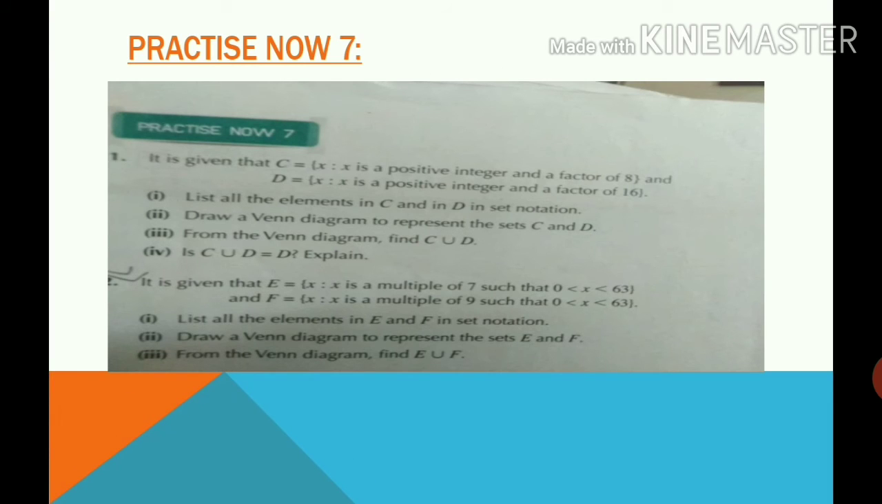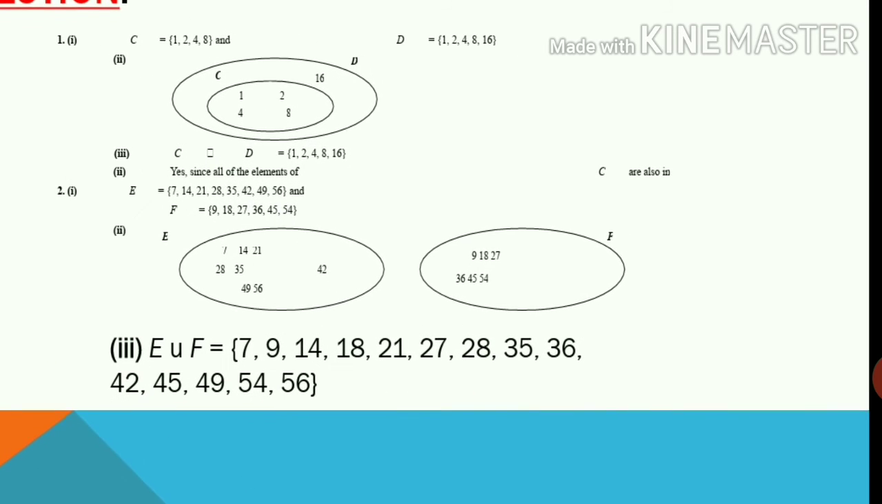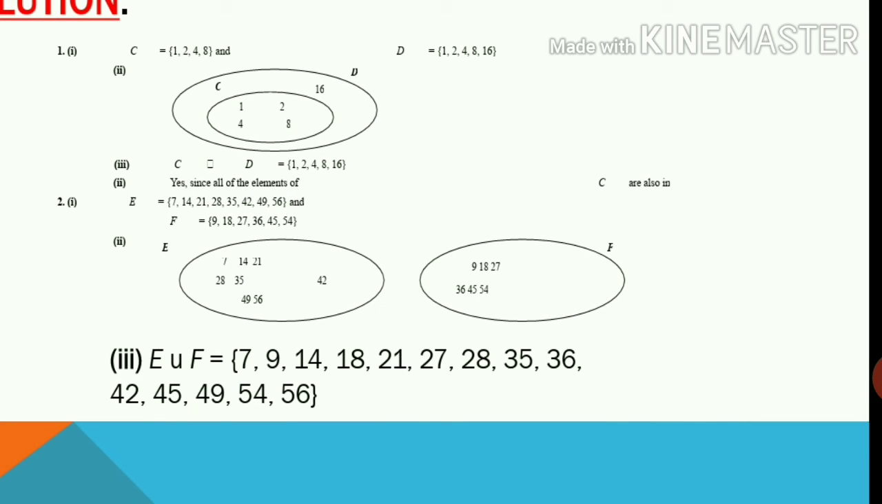And the fourth part is: C union D is equal to D. Okay, let's see. C union D is 1, 2, 4, 8 and 16. And what is D? D is 1, 2, 4, 8 and 16. Here you can see that the elements of C union D are also there in D. So it means that the elements are same and equal. So we can say that yes, C union D is equal to D, because all elements of C union D are also there in D. So you will say yes.